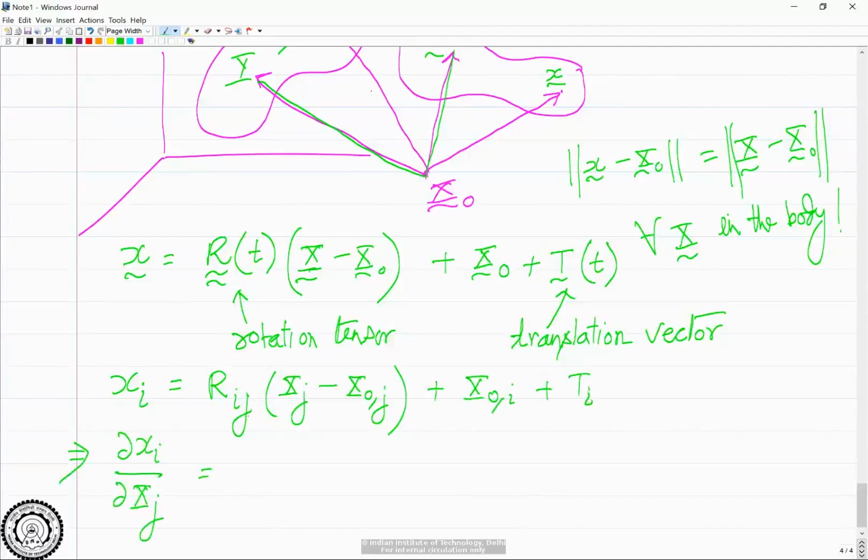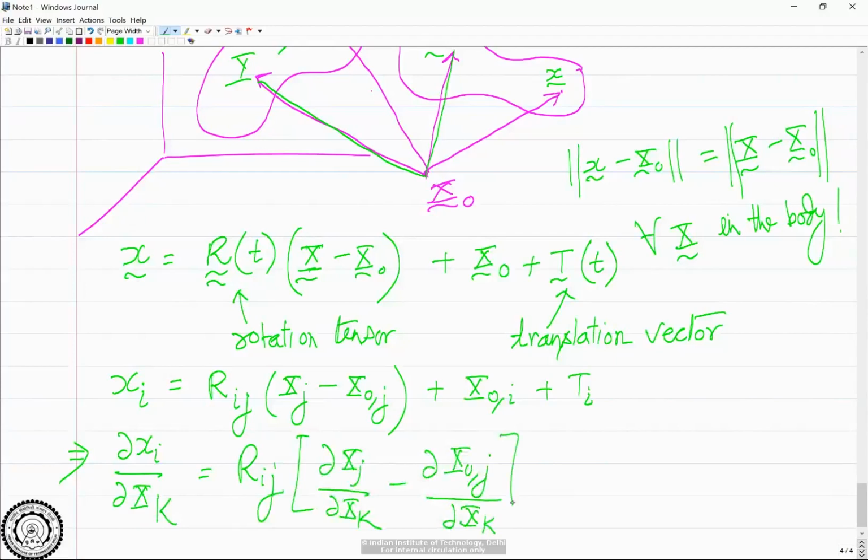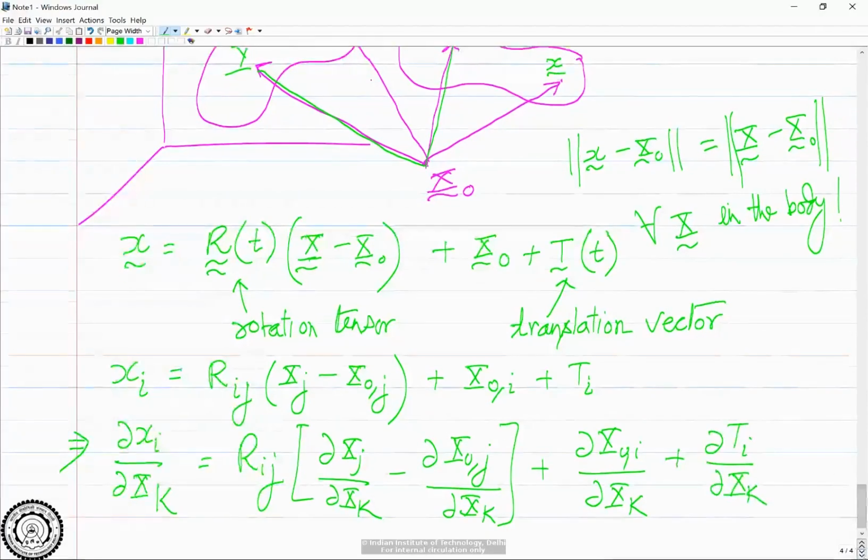Now you see R_ij is independent of capital X, so it acts like a constant. Well, I can't take the derivative with respect to j, because j is already there, so make it k. And then I get del x_j over del x_k, minus del x naught_j over del x_k, plus del x naught_i over del x_k, plus del T_i over del x_k.